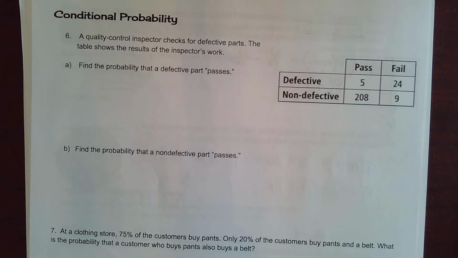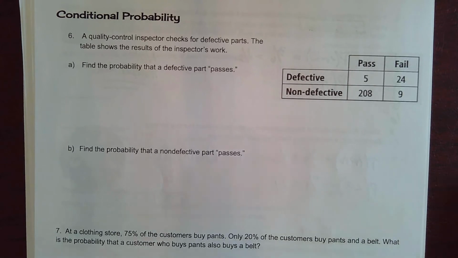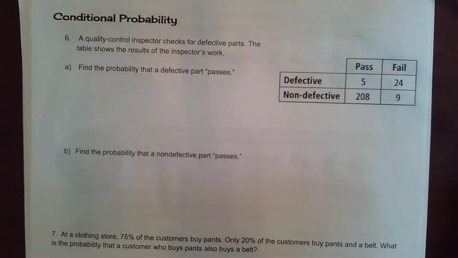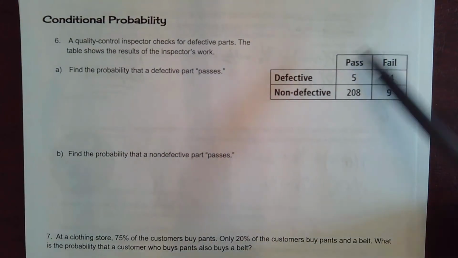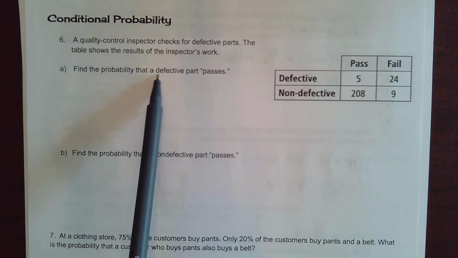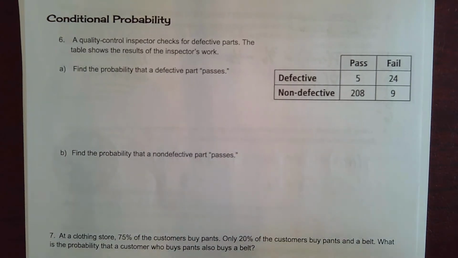All right, so what we're going to look at now is conditional probability. So when we have conditional probability, let me grab a marker. It says a quality control inspector checks for defective parts. The table shows the results of the inspector's work. So here's all of our work. Find the probability that a defective part passes.